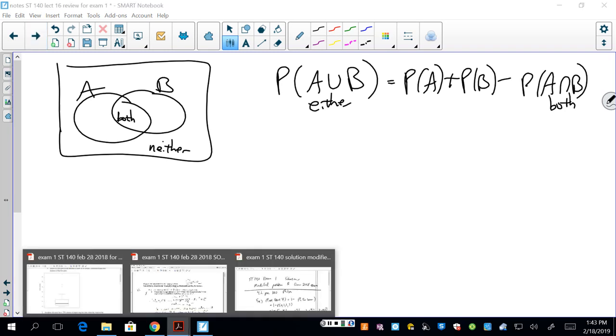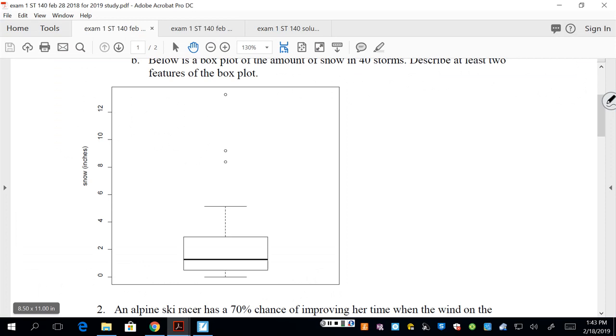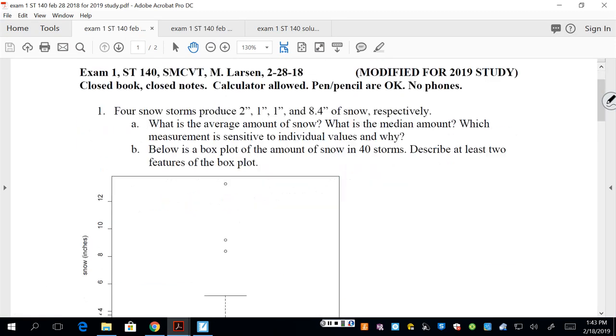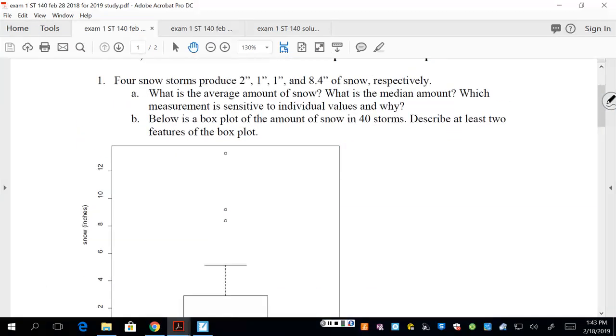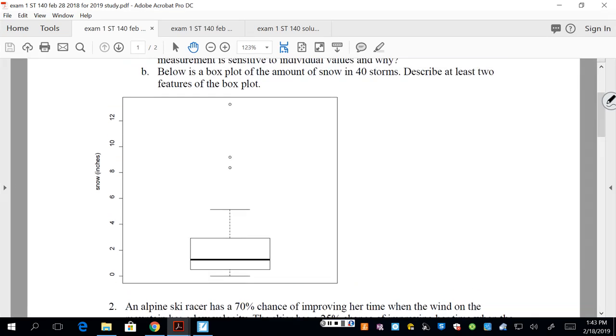So one of these questions: there's these 4 snowstorms at certain inches, and what's the average, what's the median, which measurement is sensitive to individual values and why. And then there's part B where there's a box plot of the data. Describe at least 2 features of the box plot. What are 2 features of the box plot that you can describe?